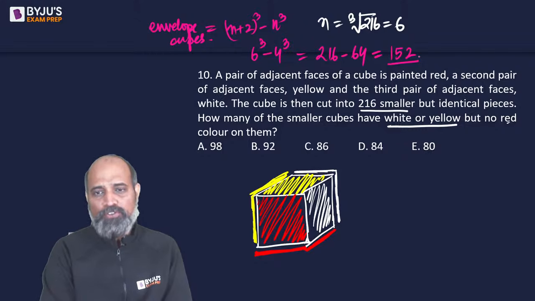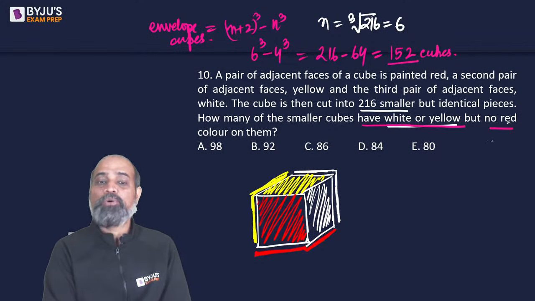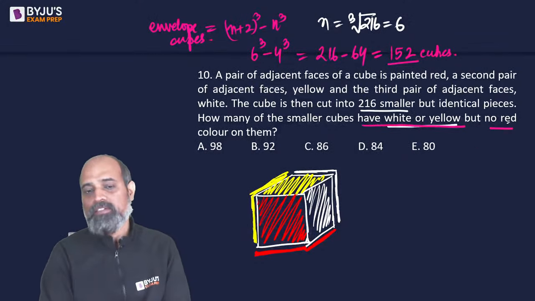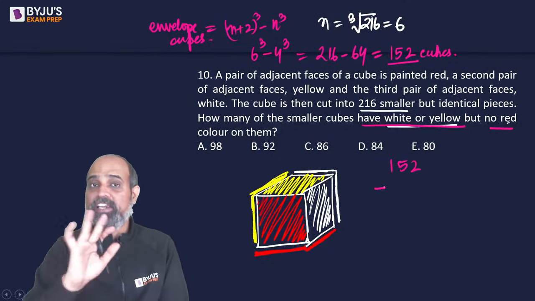So 152 cubes we have. Now out of these 152 cubes, we need those which are white or yellow but no red. So let's remove all the red ones. Out of these 152 cubes, how many cubes are red in color?